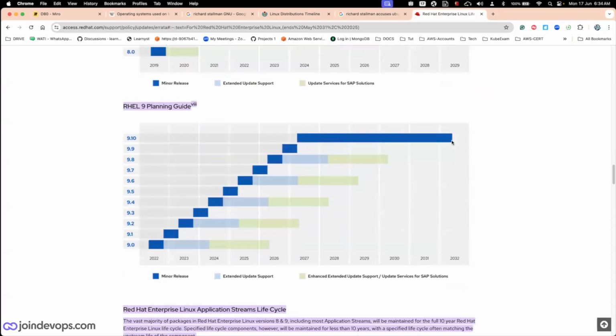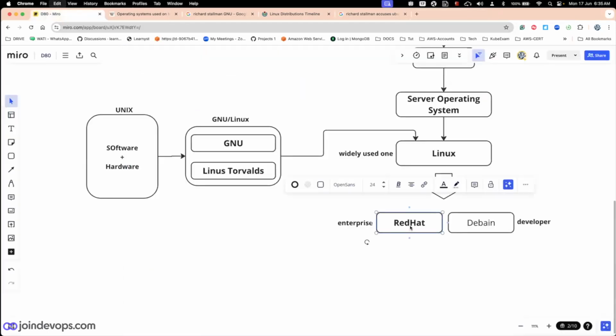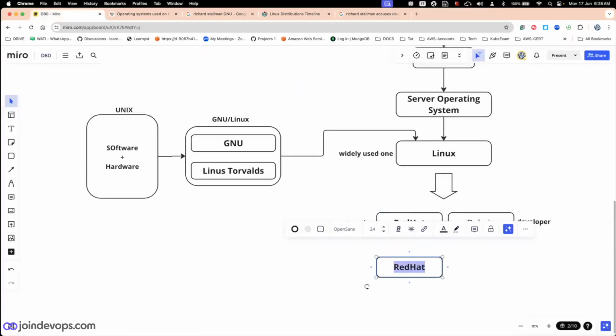Now, RHEL 9, by the way, is the major one right now, and currently it is going to be supported till 2032. So RHEL 9 is the latest one, and we'll be learning RHEL 9 as the latest version that is available. You'll not find many differences between 8 and 9 as well. Slight differences you will see, not major features. And this is how it is. So we are going to finally learn Linux 9.